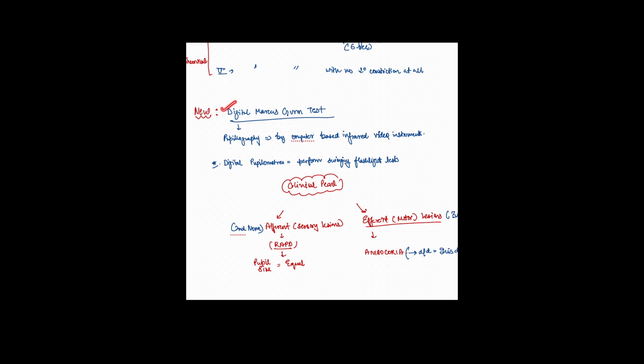Now there is the digital Marcus Gunn test, basically pupillography, which is a computer-based infrared video instrument. It is used to measure the diameter of the pupil and see its reaction to light. There is a separation between the two eyes. We put an instrument that separates the two eyes very nicely, so there is no light infiltrating. When we are putting light in the right eye, the light will only be present in the right eye. So there are digital pupillometers that perform the swinging flashlight test, and then algorithms decide the grading and quantification of RAPD.